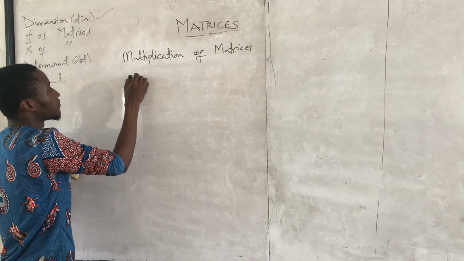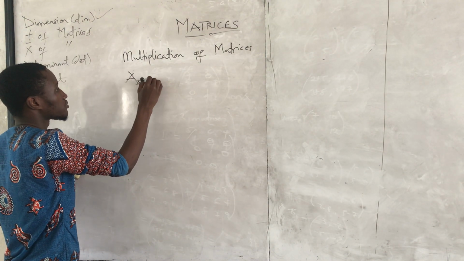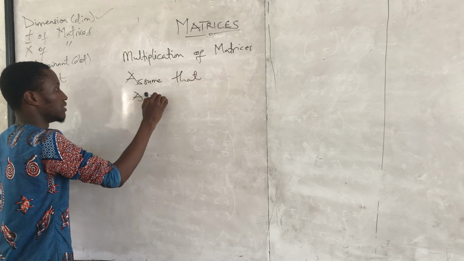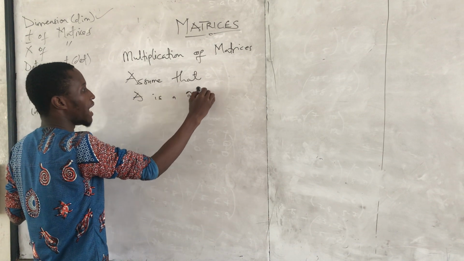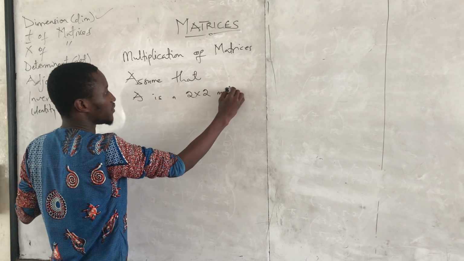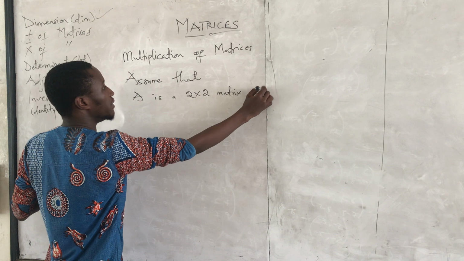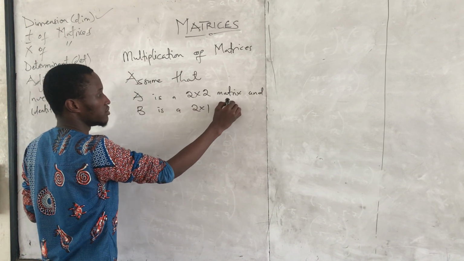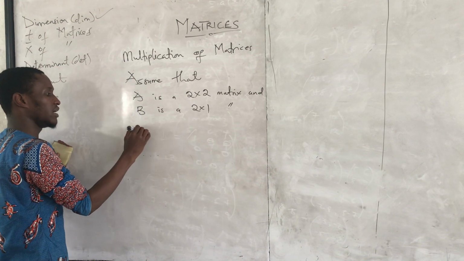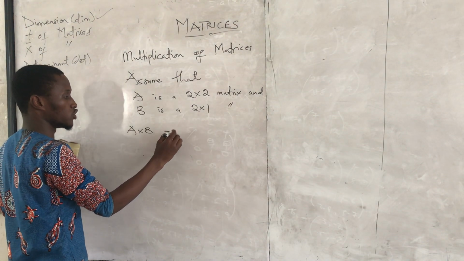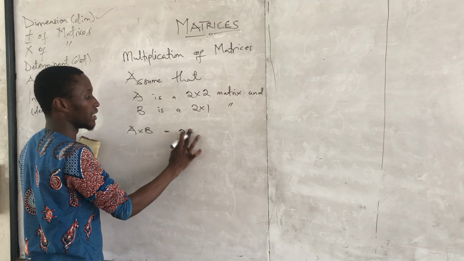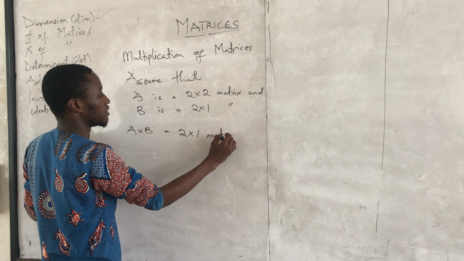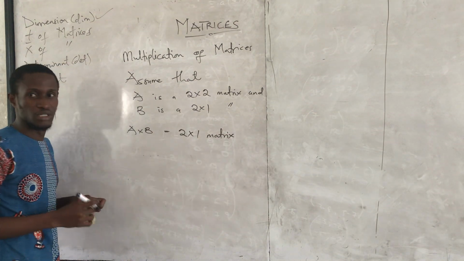So assume that A is a 2 by 2 matrix and B is a 2 by 1 matrix. A times B will result to a 2 by 1 matrix. I'm trying to say that AB should be a 2 by 1 matrix.